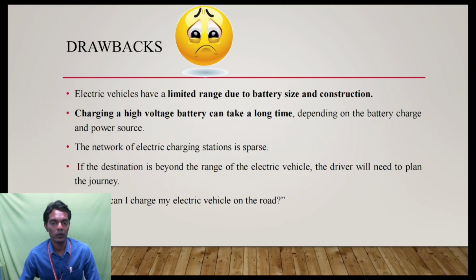Whereas if you think about petrol bunks, we have them everywhere, in almost every city, every village, even every nook and corner of any village. Within 5 kilometers, you will be able to find one petrol station. But in the case of electrical charging stations, it is very sparse. We are not able to locate them as easily as we find petrol stations.